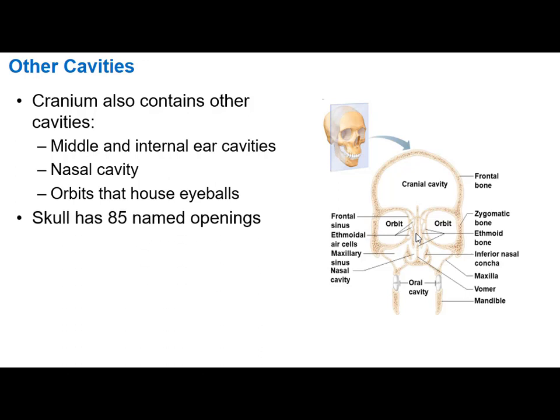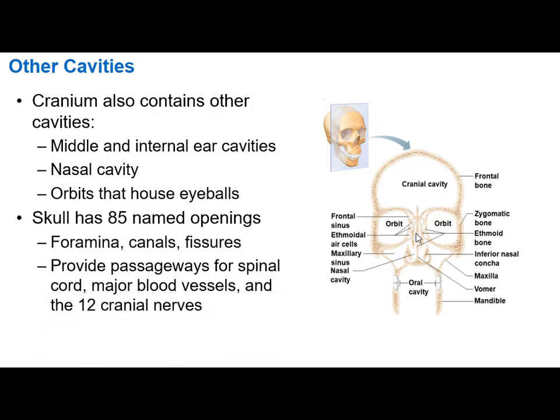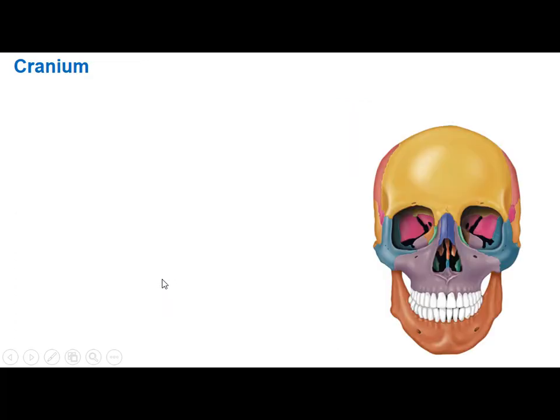The skull in itself has 85 named openings. Again, you won't have to know all of those. But what we do have to understand is what they're called. So there are things like foramina, canals, and fissures. Those are going to be passageways. So a foramina, a canal, or a fissure is going to be some kind of an opening that something passes through. So the big foramen is where your spinal cord goes through. Smaller ones, you're going to see blood vessels, you're going to see nerves, all of those things that are going to happen in that general area.